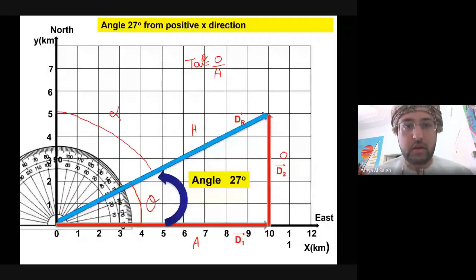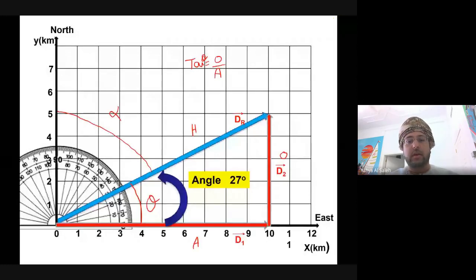Okay, so we can use both. We can use theta and we can use alpha. The only thing is the definitions of sines, cosines, and tans differ. That is why when we say angle 27 degrees, it's not enough.